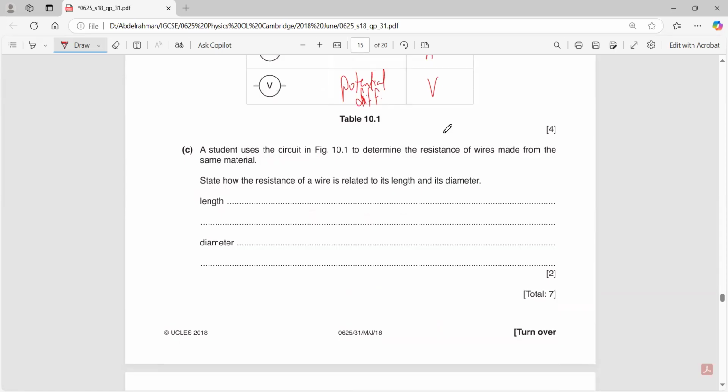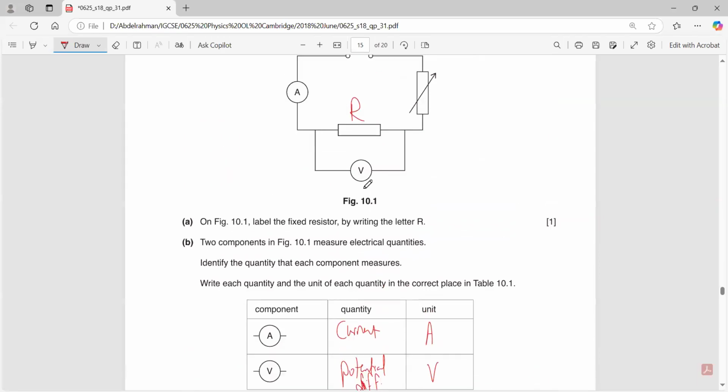A student uses the circuit and he has the wire; how the resistance of the wire is related to the length and the diameter. I have another question: is the resistor always in parallel? No, it's not that the resistor is always in parallel. It's that the voltmeter is always in parallel. So if you ever want to measure the potential difference, the EMF, of any device, the voltmeter needs to be in parallel with whatever device you have.